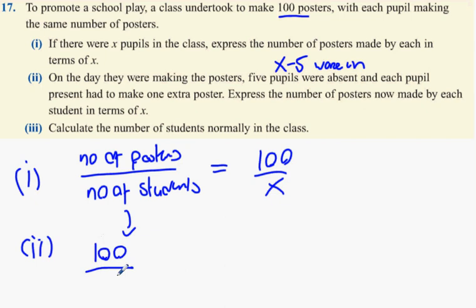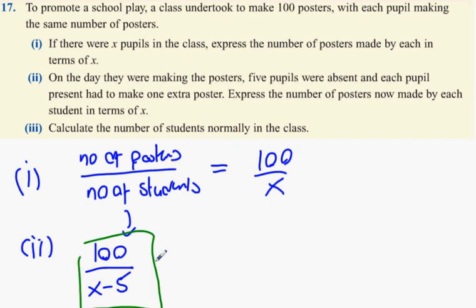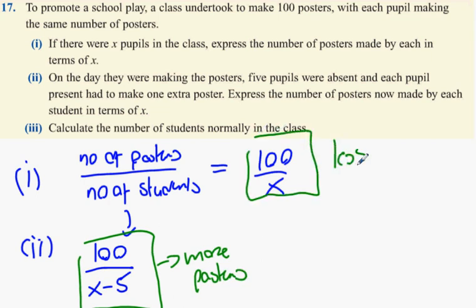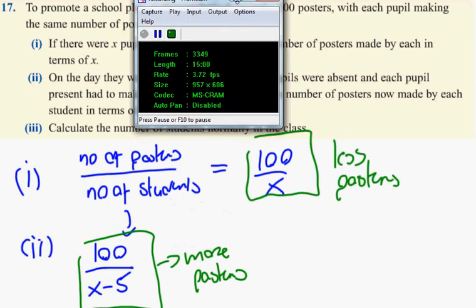So the big number equals the small number plus 1. Where did I get the 1 from? Each student had to make 1 extra poster. So basically scenario 2 involved 1 extra poster. So that's why scenario 2 is the big number, and it equals your original number plus 1. To express this as an equation, guys, 100 over x minus 5 equals 100 over x plus 1.